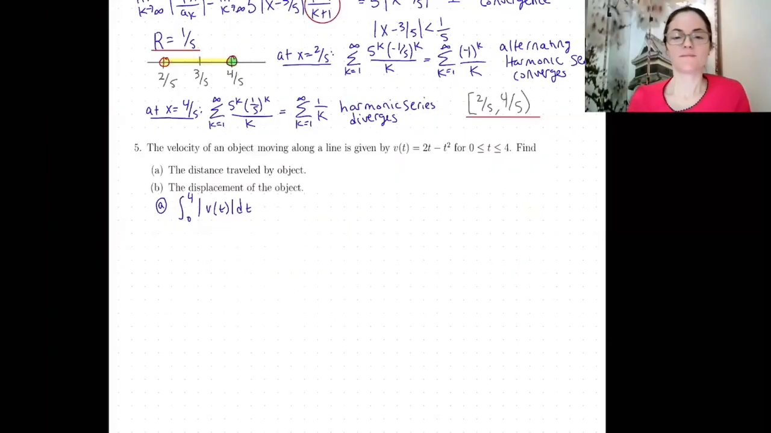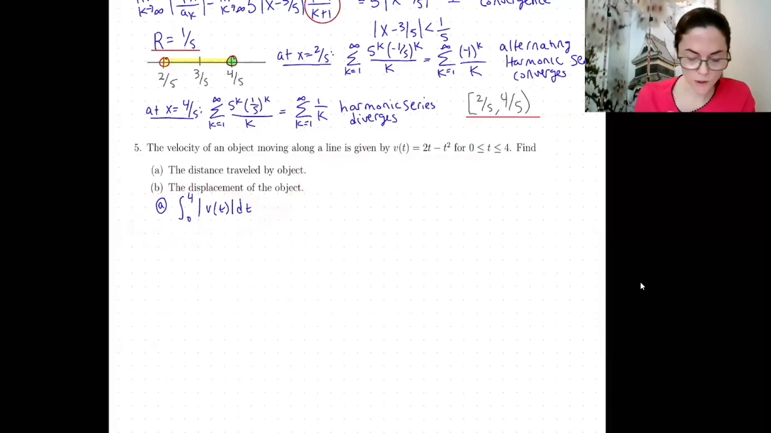Okay, now we move into the applications. Well, what do we see here? This one, we have motion along a line. And here's the velocity function. And we want to calculate both the distance traveled and displacement. Well, here is how we calculate distance traveled for motion along a line. We integrate the absolute value of the velocity.